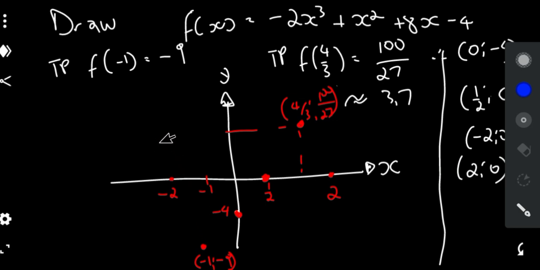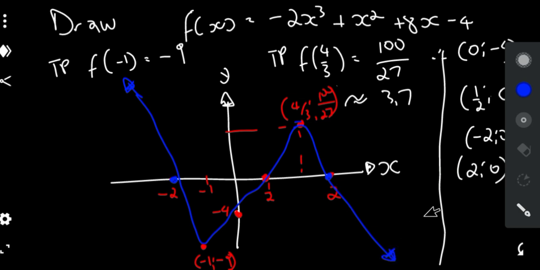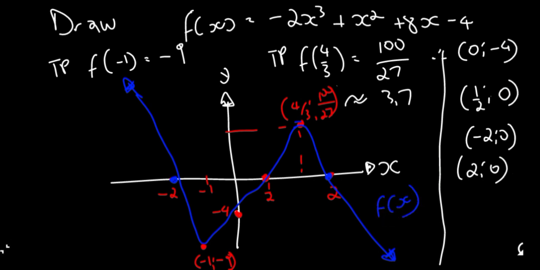So, to join the points, since we've said that this is a decreasing function, our function will start by decreasing all the way to our turning point, and then it's going to increase all the way to our next turning point, and then our function will end up decreasing. So that's how we could sketch this graph. This is the graph of f of x.